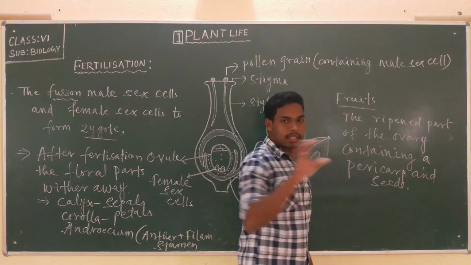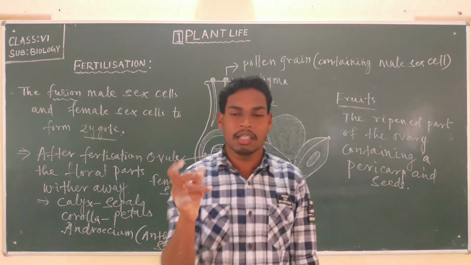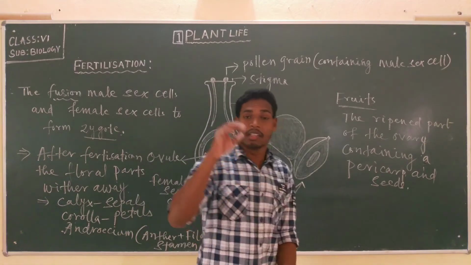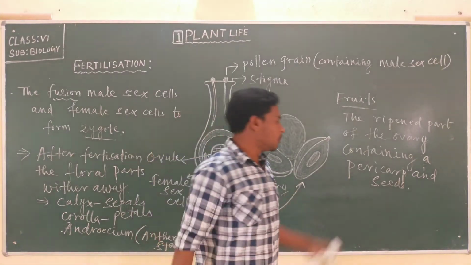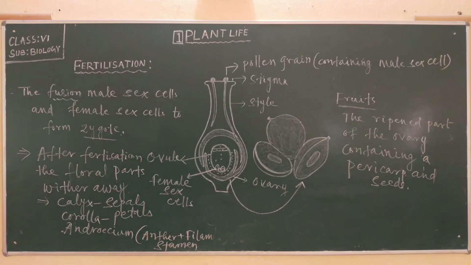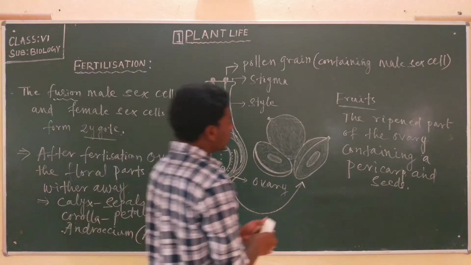So fruit is nothing but the ripened ovary, which contains the pericarp, and the seeds are found inside the fruit. So this is known as fruit. Seeds are most probably found inside the fruit.